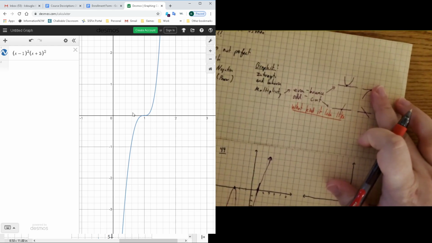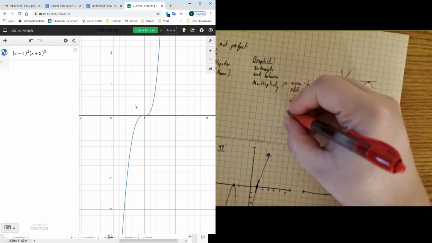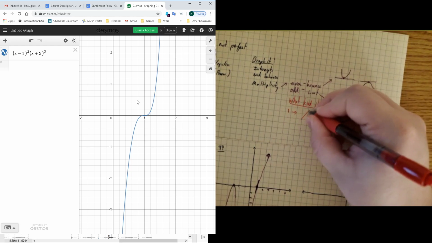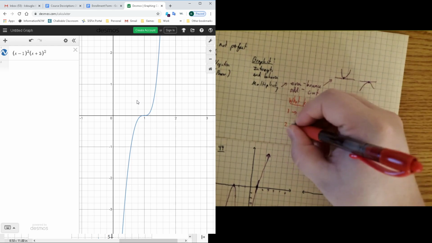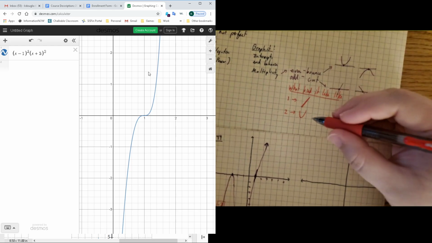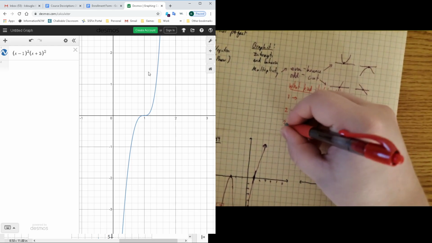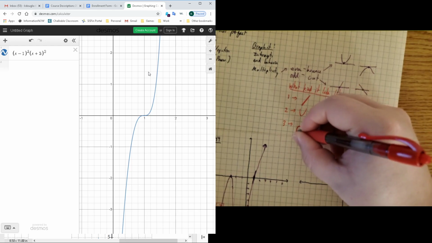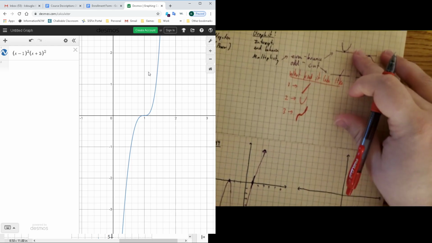So to answer this part, let's remind ourselves of some things. What does a 1 power look like? 1 looks like a cut. What does a 2 look like? 2 looks like a parabola. So what we call a bounce. What does a cubic function look like? It looks like, it's got a pause in the middle. So it still cuts through, but it's a pause.